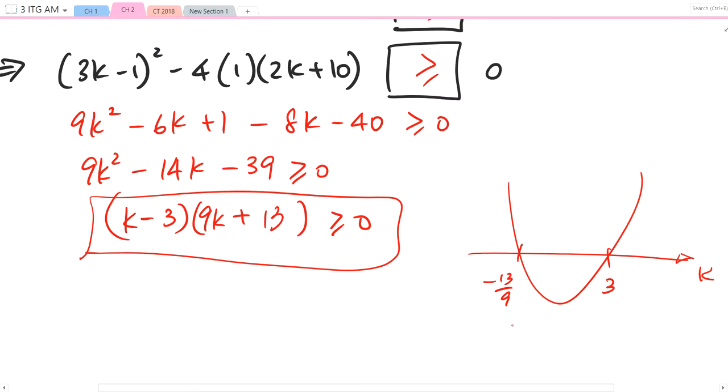Since I want it to be greater than or equal to 0, I'm referring to this region. Meaning k is less than or equal to -13/9 or k greater than or equal to 3. This is my answer.